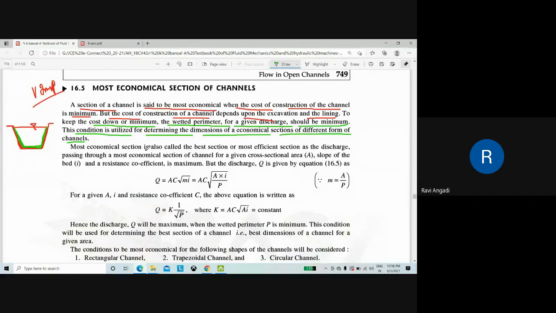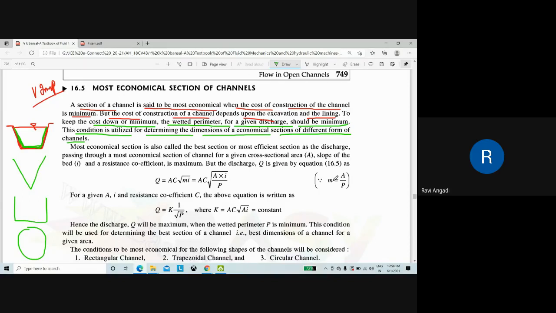The channel could be a rectangle, a trapezoid, a triangle, or a circle. Any channel shape you can take, but the condition is what? The wetted perimeter should be minimum and the discharge should be maximum. Understood the economical sections, all of you? Yes, sir. Okay, so this is the definition of the most economical channel section.